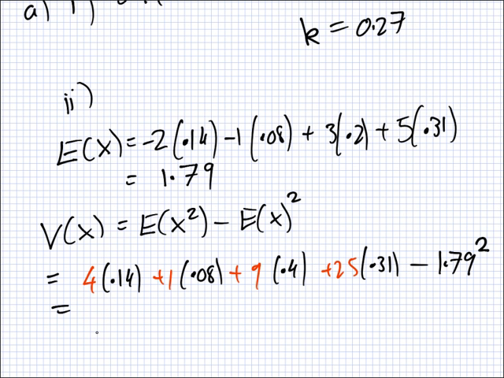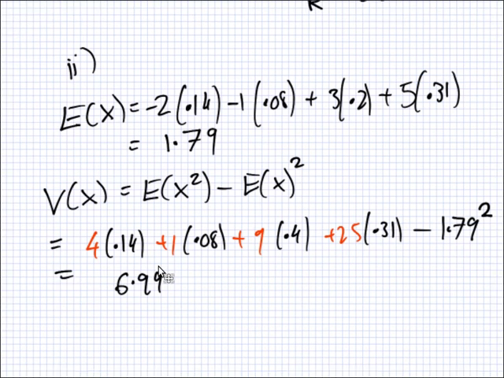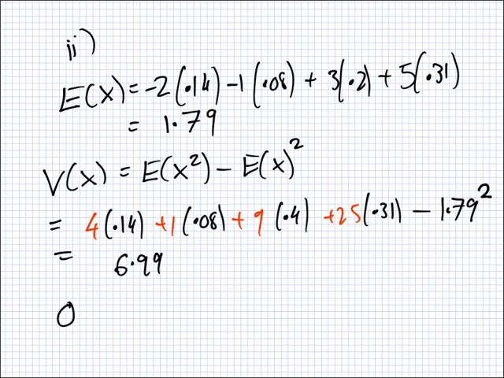Guys, you were supposed to have all this paper finished, so I should be hearing answers quite quickly. 6.99? Standard deviation is root 6.99, which is 2.64.